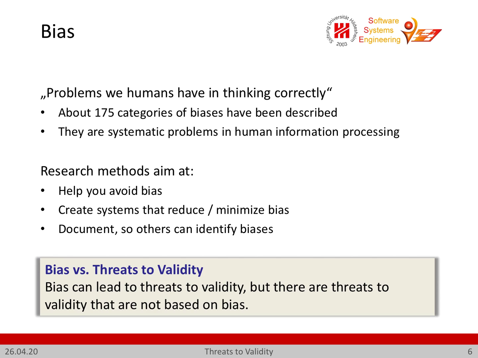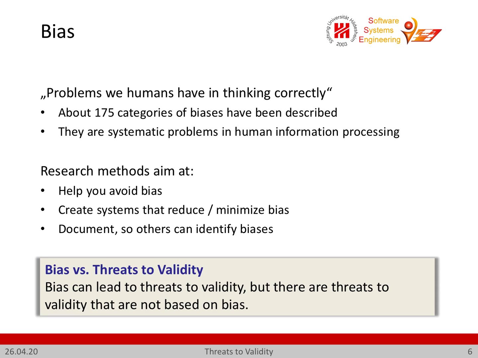bias can be described as problems we humans have in thinking correctly. So today there have been like 175 categories of biases being described. They of course partially overlap, but still there are a lot of ways in which we can systematically go wrong. So there are some systematic problems in human information processing, errors we tend to make, and therefore we should watch out for them and avoid them actively.